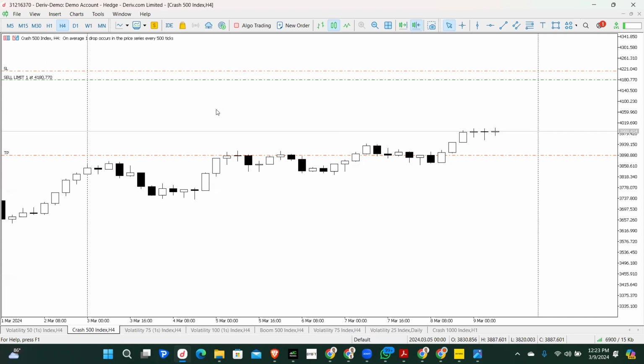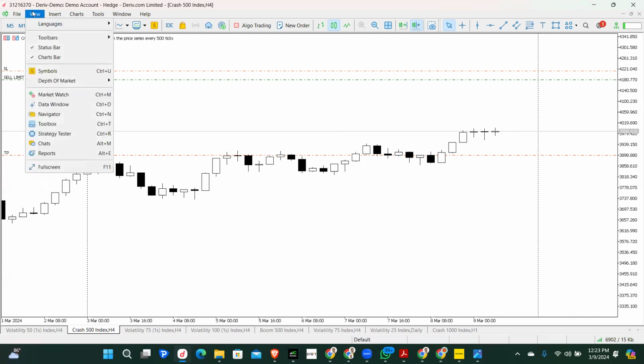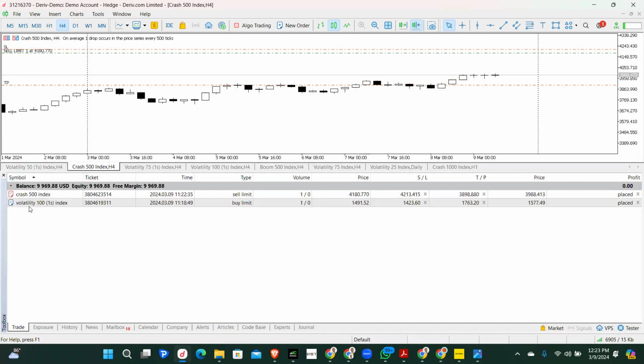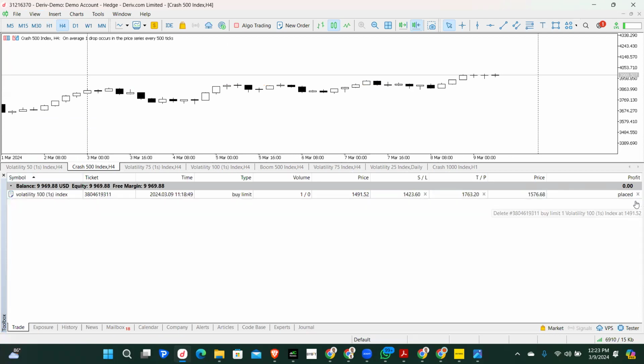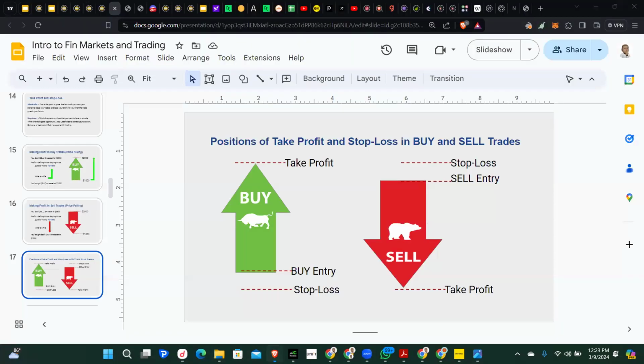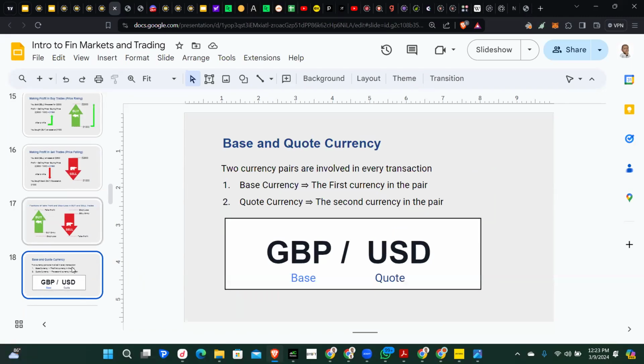So this is still one of the things the broker put in place, or that MetaTrader 4 and MetaTrader 5 put in place to protect you from losses. I believe that is clear, that is clear on the position of take profit and stop loss. Now let's go to what I call the Forex quotes.